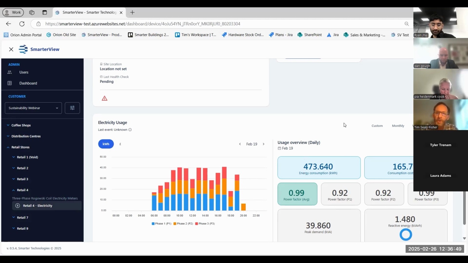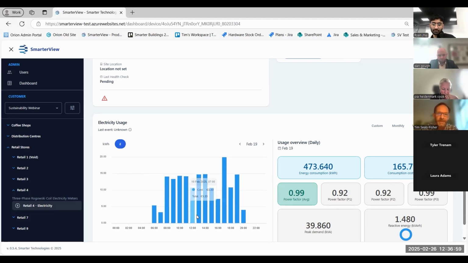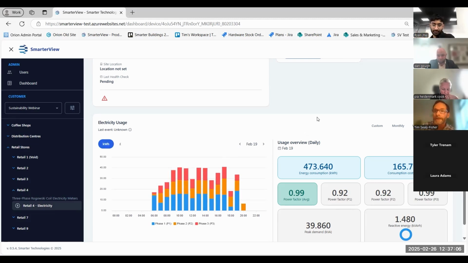A small piece here on the data that we do provide. So consumption, as you'd expect. If you'd like to manage things in terms of cost, we've got the cost per day for operating the site. Quite easily change that on the graph so you know on an hourly basis what it's costing. We've got power factor. That is the relationship between the energy drawn and how efficiently it's drawn. And it feeds directly into something called your peak demand or your KVA.